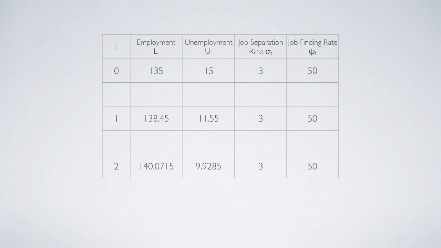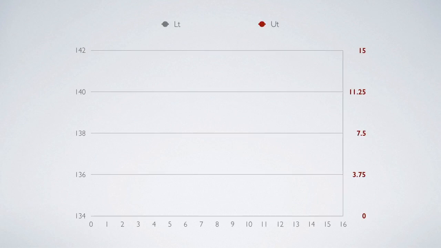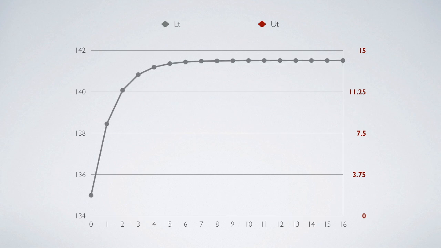If we continue the calculations forward, then we are going to track the dynamics of employment and unemployment. For employment, which is the gray dotted line, it will look like this line, and the unemployment dynamic will look like this red line if we continue our calculation.